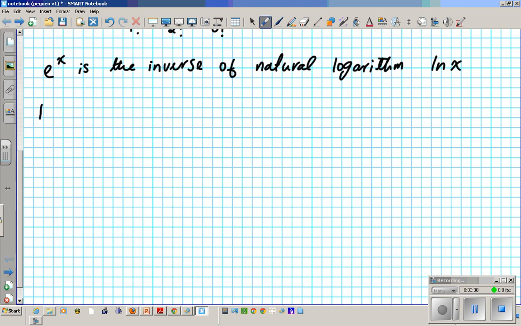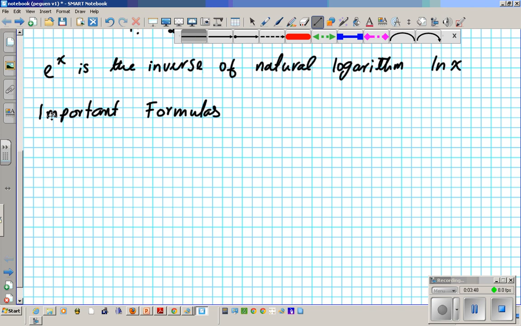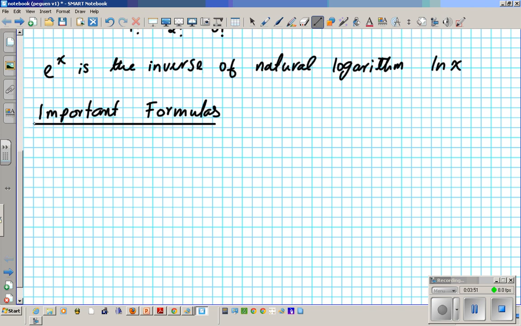Alright, write these down, important formulas. The first one is log base e of x is the same thing as natural log of x. So anytime you have log base e, just write ln. It is much more convenient, using two letters as opposed to four.